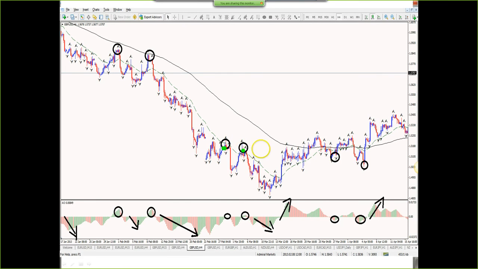Here are other examples, black circles, where price has gone through to the zero line, right? Like that.